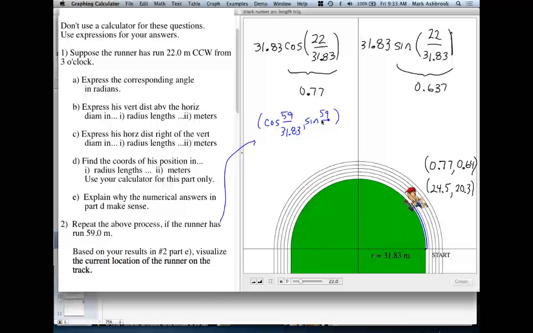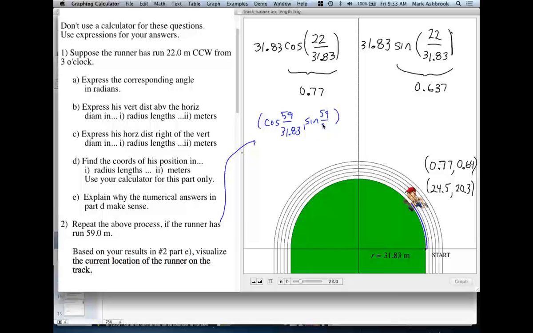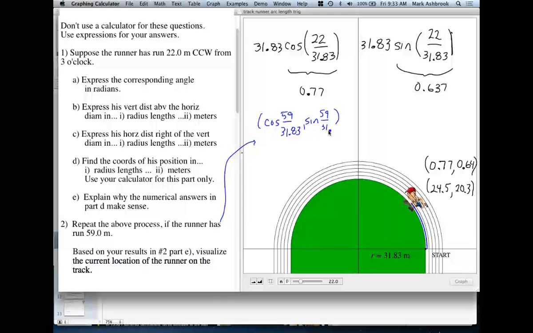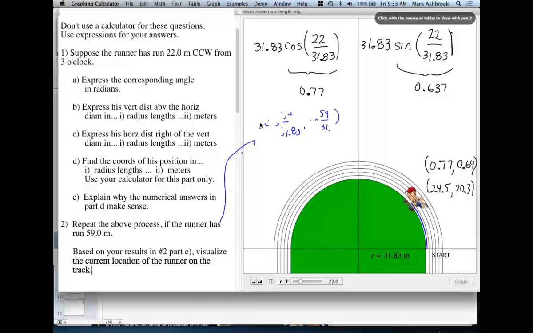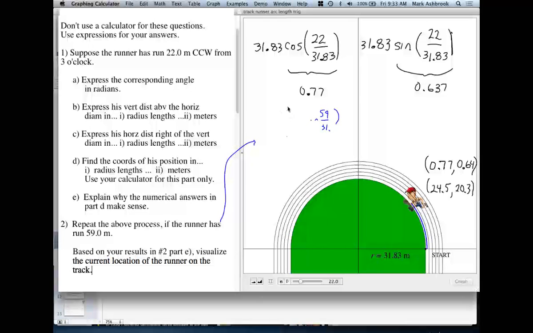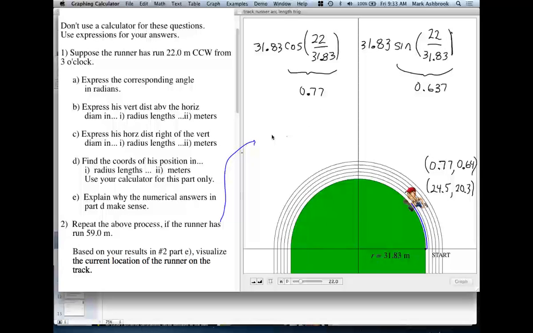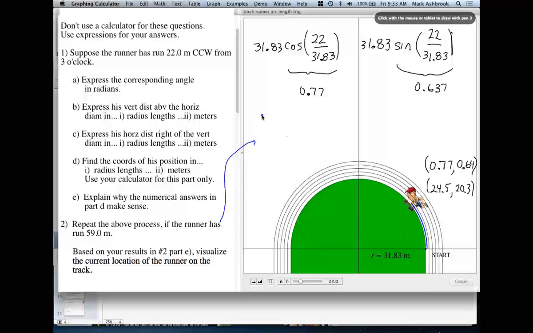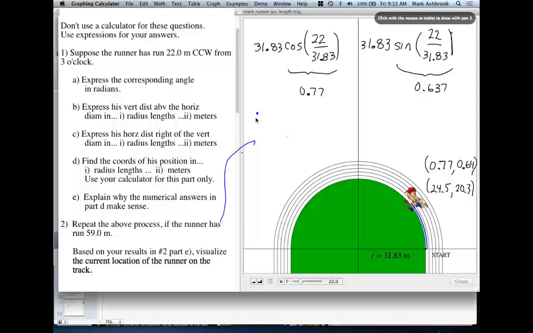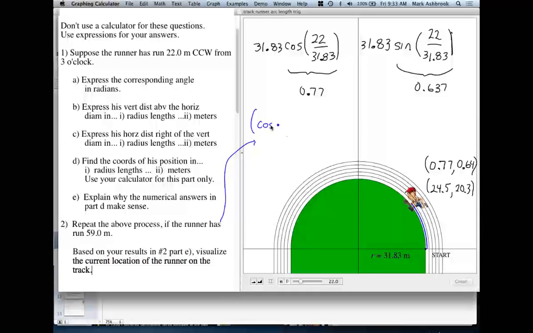Okay, anybody got these values? That's negative 0.28, 0.96. Okay, so now, based on that, can you imagine where he is at this moment? So let's try again. So cosine of 59.